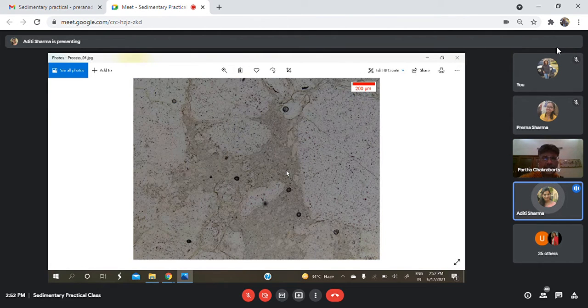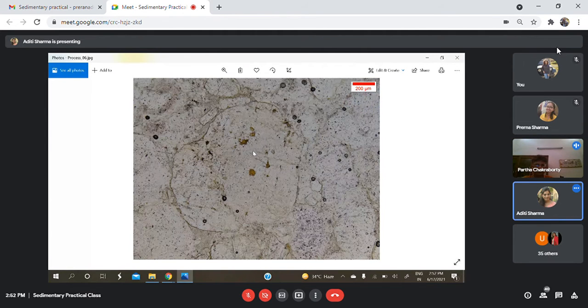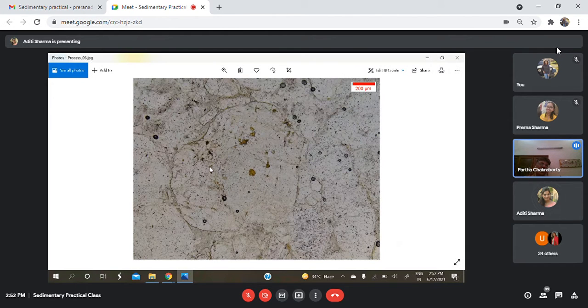This is the same slide in plane polarized light, and these are the resolved boundaries of the feldspar because it is getting altered into pseudomatrix. And this is the feldspar grain. One thing I was discussing: feldspar in plane polarized light. You feel that there is a dirty character. This dirtiness is typical of feldspar. Quartz will not show this kind of dirty character.